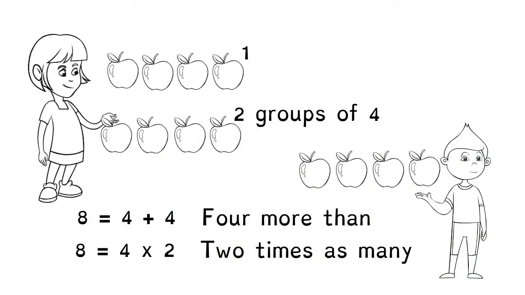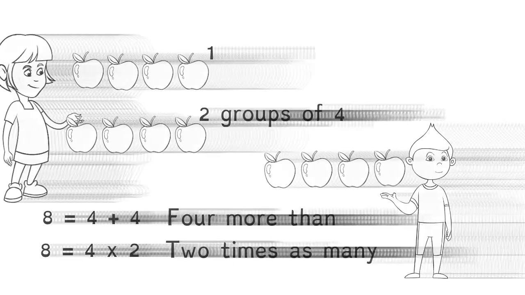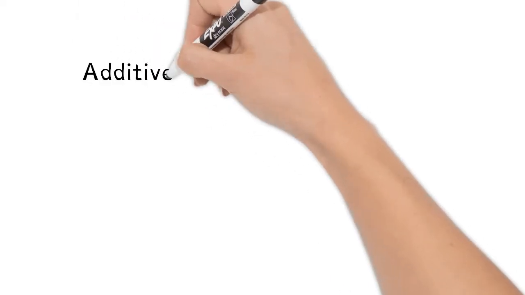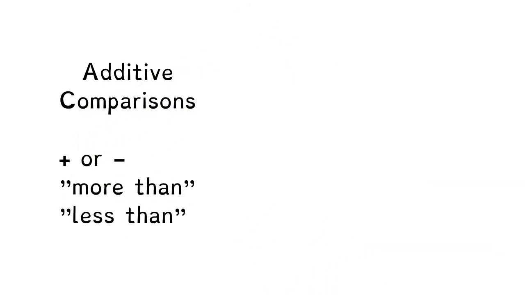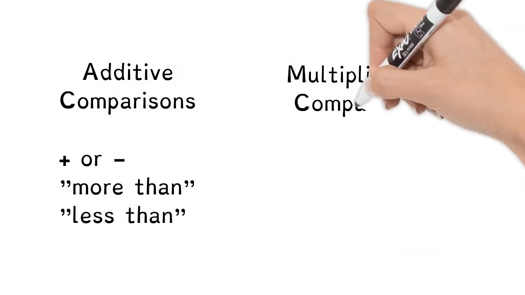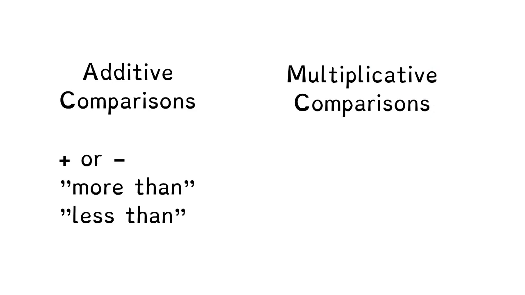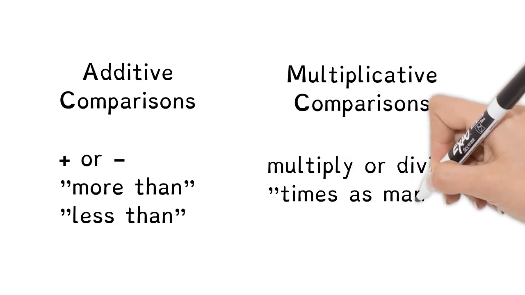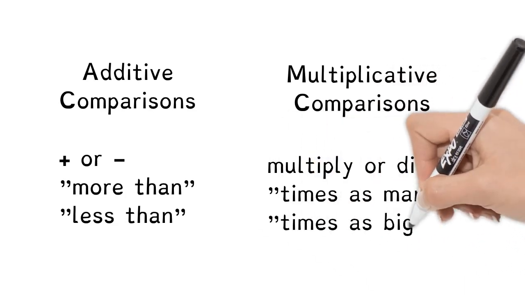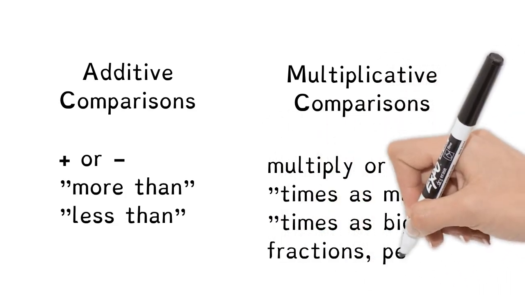The more apples than language is called additive comparison. We find this difference, we find how many more than, by subtracting. The times as many apples as language is called multiplicative comparison. Later, we will call this a ratio or sometimes a percentage. But for now, we can understand it as using multiplication or division to compare 2 sets to know how many times one is as big as the other.